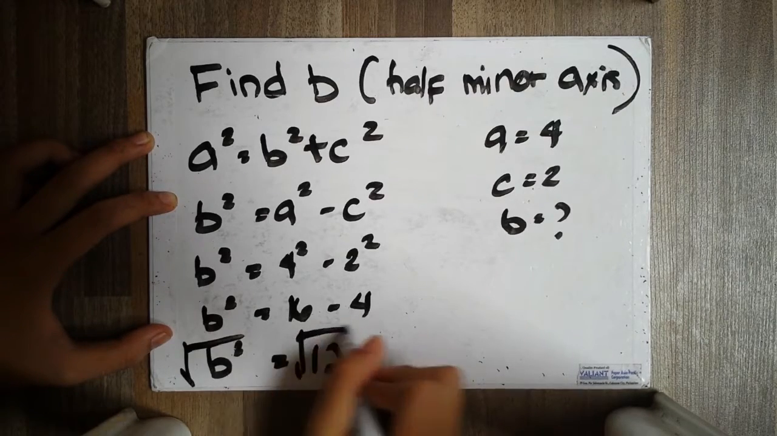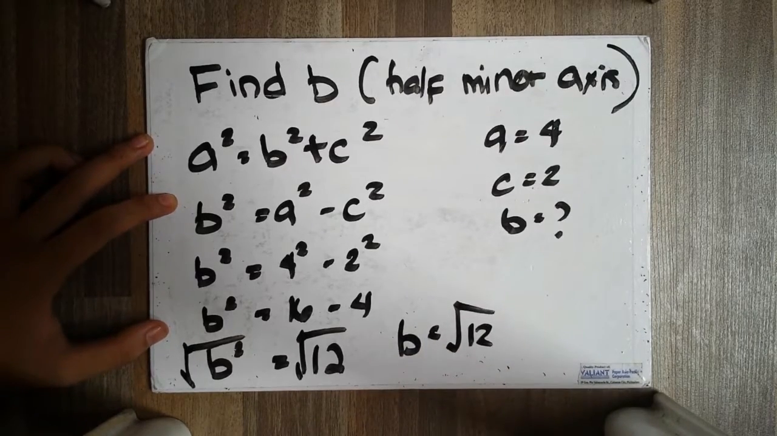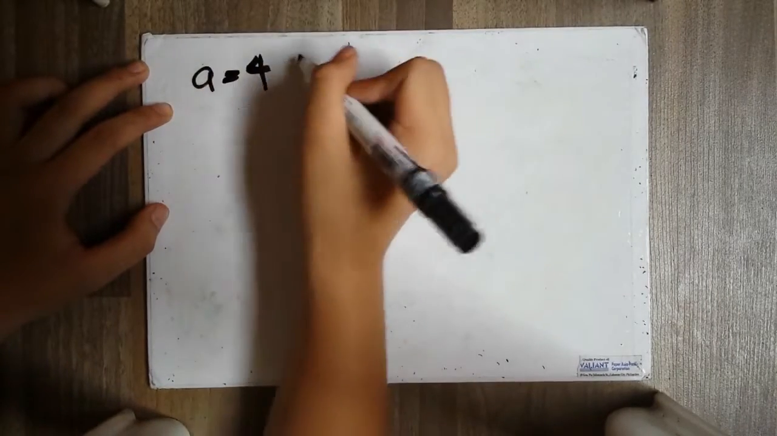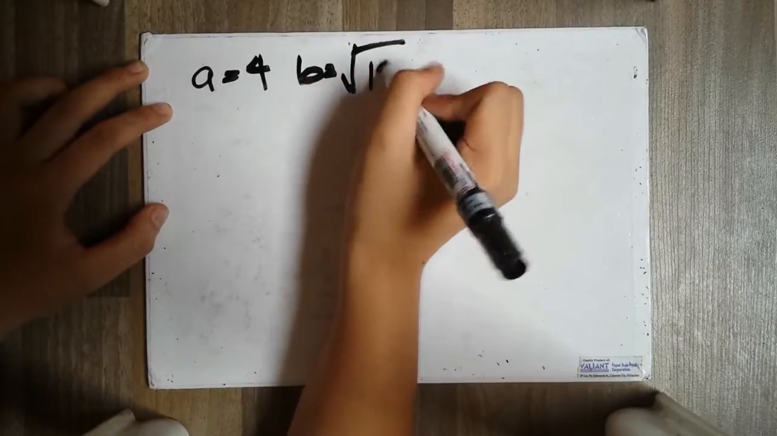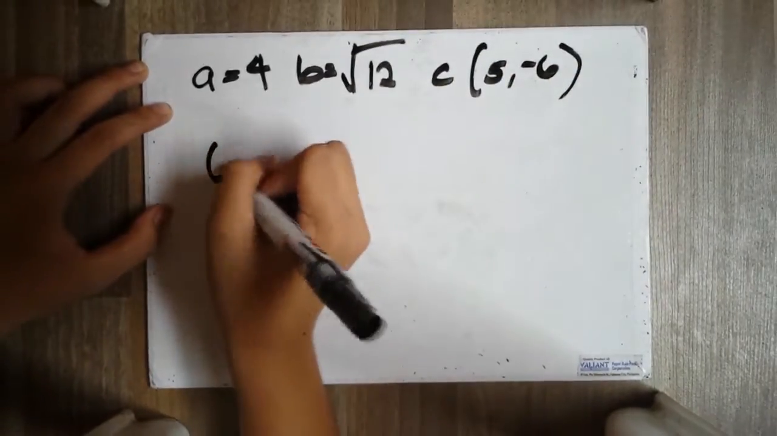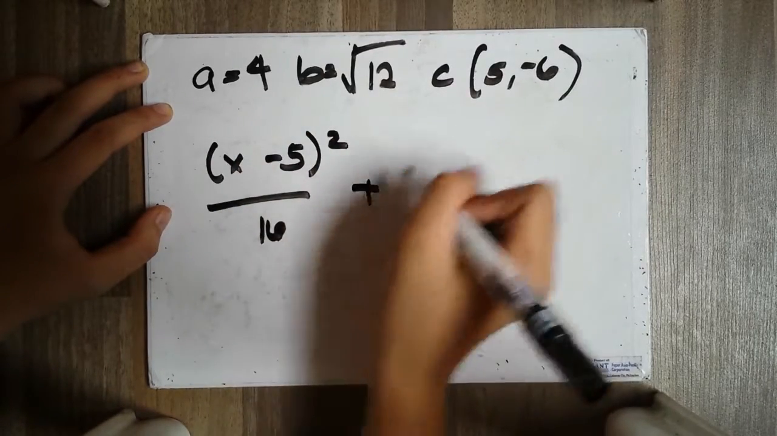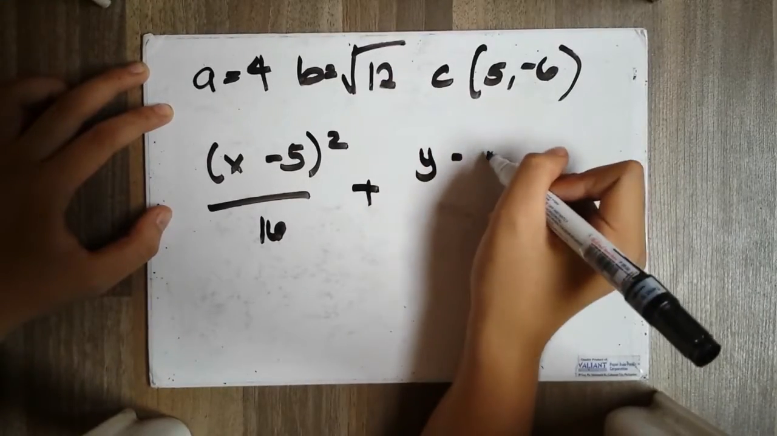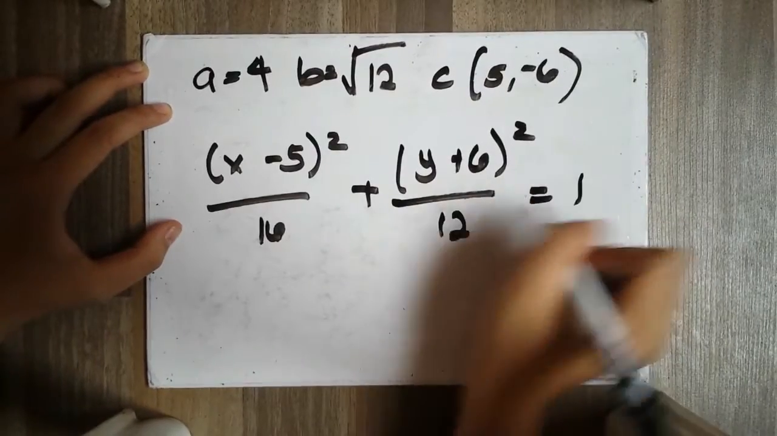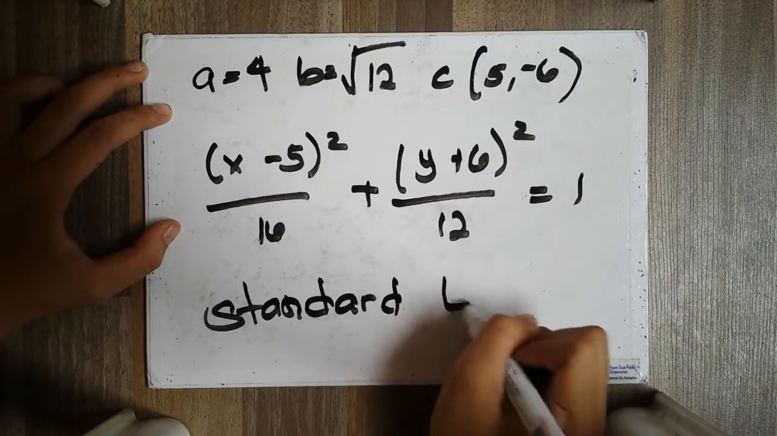b is then equal to the square root of 12. We are nearly done in solving our equation, since we already know that a is equal to 4, b is equal to the square root of 12, and the center is located at (5, -6). We then substitute it, so it now becomes the quantity of x minus 5 squared over 16 plus the quantity of y plus 6 squared over 12 is equal to 1. Now there you have our standard equation.